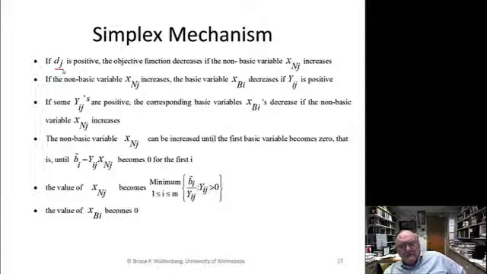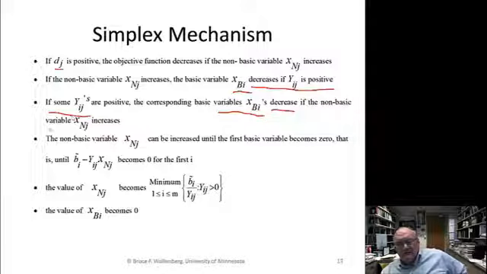If d sub j is positive, the objective function decreases if a non-basic variable increases. If the non-basic variable increases, the basic variable xbi, where column i selects one of the basic variables, decreases if this is positive. If some yij's are positive, the corresponding variables xbi decrease if the non-basic variable x increases. The non-basic variable x can be increased until the first basic variable goes to 0.